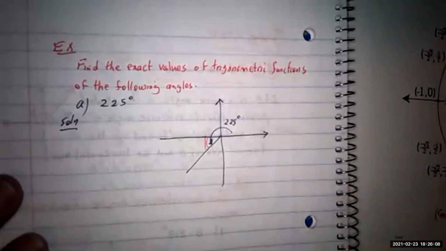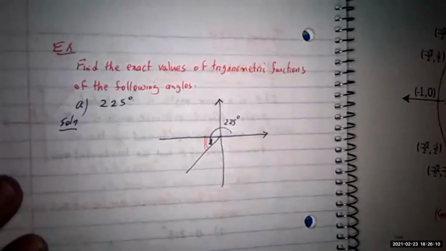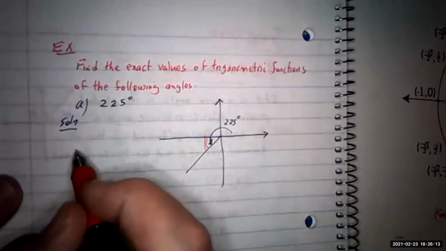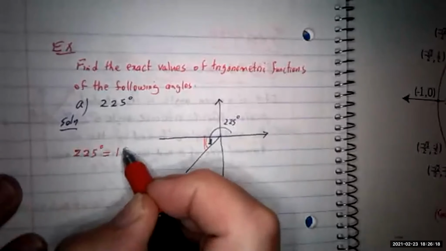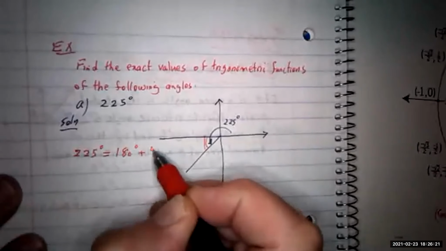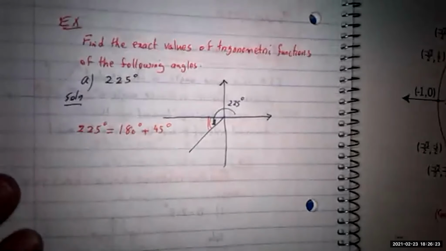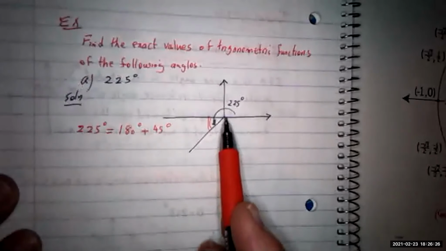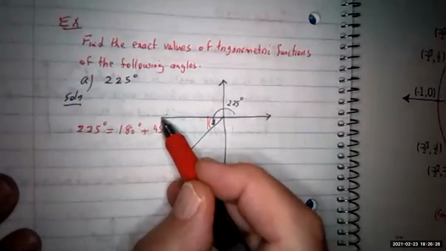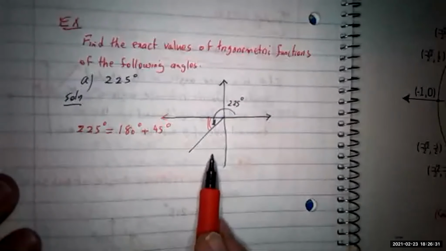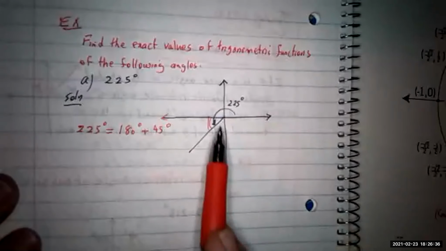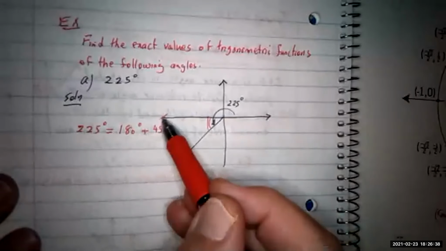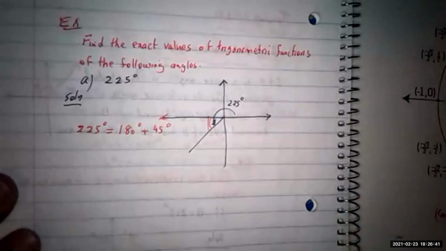So the reference angle, if you like, is going to be 45. And so you can write this one. You can say that 225 is the same as 180 plus 45. You see, this is the way you can think about it. You are in the third quadrant. When you are here, the sine is negative, cosine is negative, and the tangent is positive. So what you can do is use this reference angle.